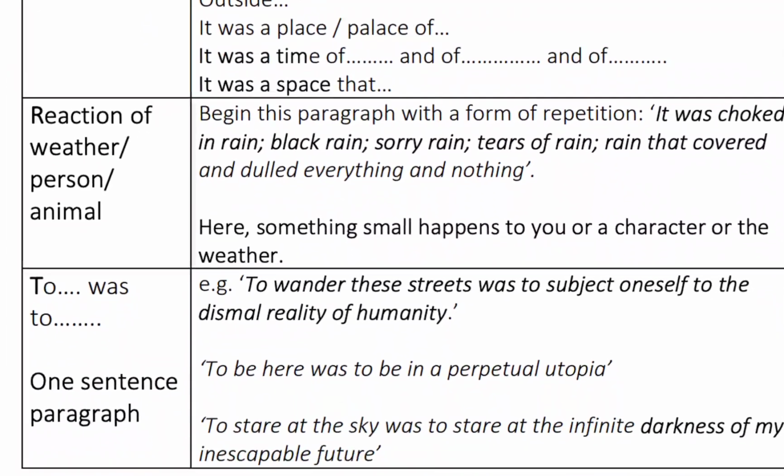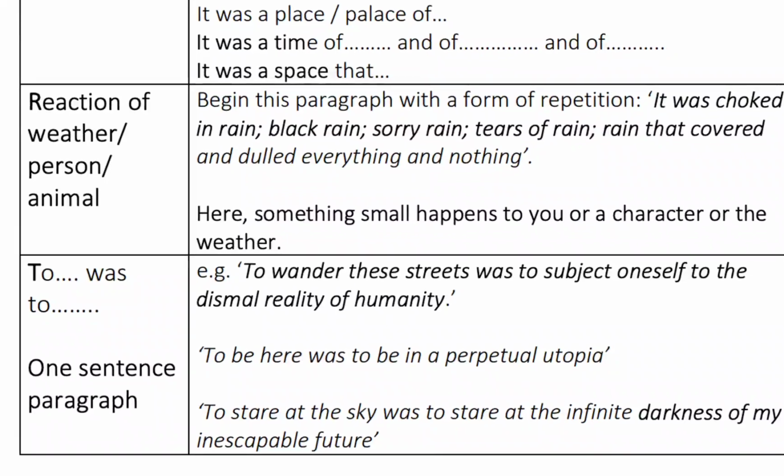And T, okay, stands for to or was. So essentially, it's a one sentence paragraph. It's something that is so simple, but would carry some easy marks for you to achieve in your English exams when writing a story. So, for example, to wander these streets was to subject oneself to the dismal reality of humanity. Or to be here was to be in a perpetual utopia.